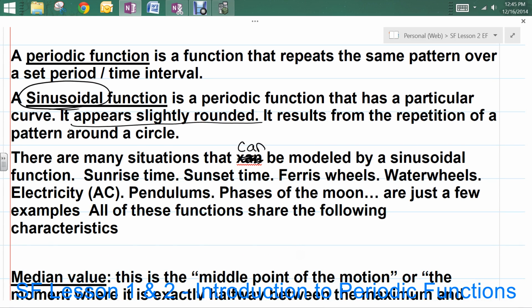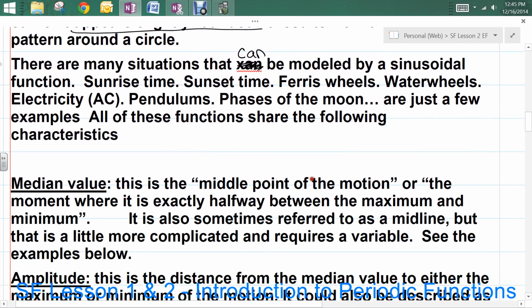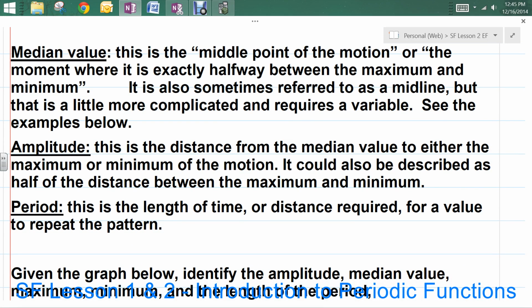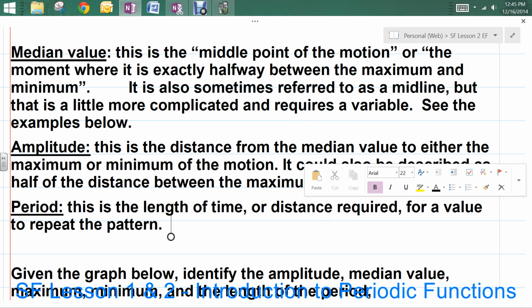Okay? If you've taken Physics 20, you talk about waves. Now, each of those functions, every sinusoidal function, has the following characteristics. It has a median, it has an amplitude, and it has a period. I'm going to let you copy this, okay, and then we'll talk about it.